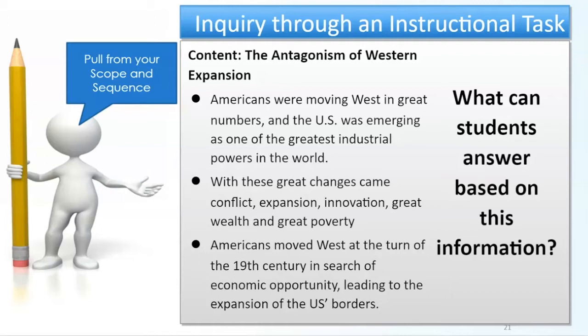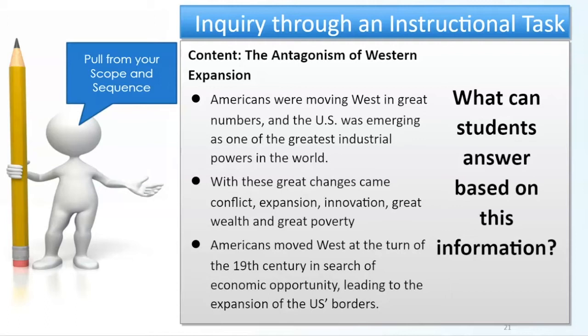So if all that you see on the screen is what was posted in the classroom, and that's the list of content that teachers were asking for, you can see the students might struggle to fully answer the item sets that we just analyzed. Content is there, the antagonism of Western expansion, and we see that there are references of information that are relative, but truly what could they answer?